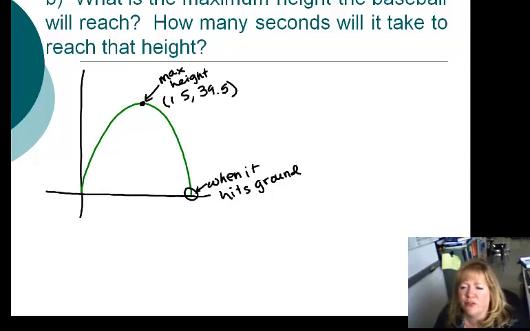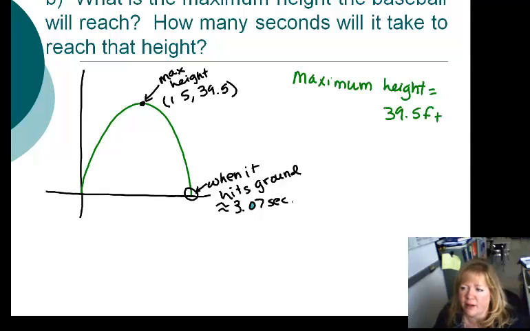Maximum height, when you figure that out, happens at 1.5 and 39.5. The decimal didn't show up here, but it should be 1.5, 39.5. It's going to hit the ground when y equals 0. When the height is 0 is when it's on the ground. It's going to be approximately 3.07 seconds. So maximum height is 39.5. It reaches that height at approximately 1.5 seconds. I don't know why the decimals didn't come up, but that should be 1.5 seconds.